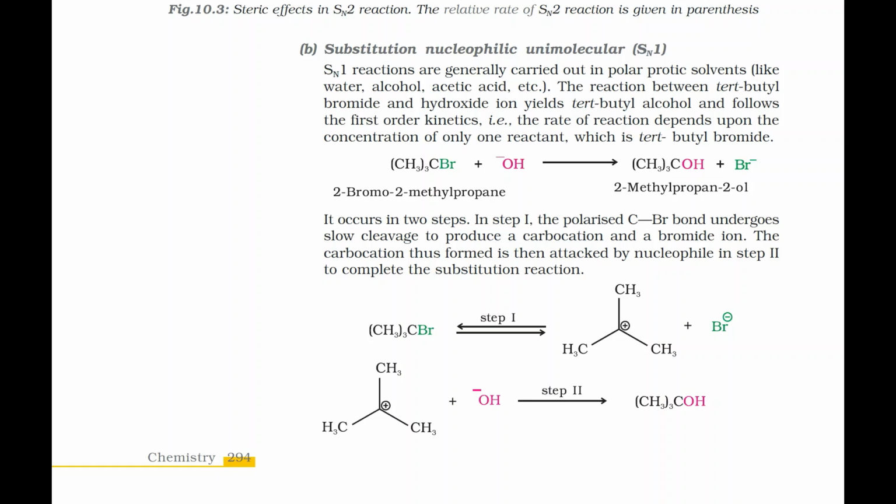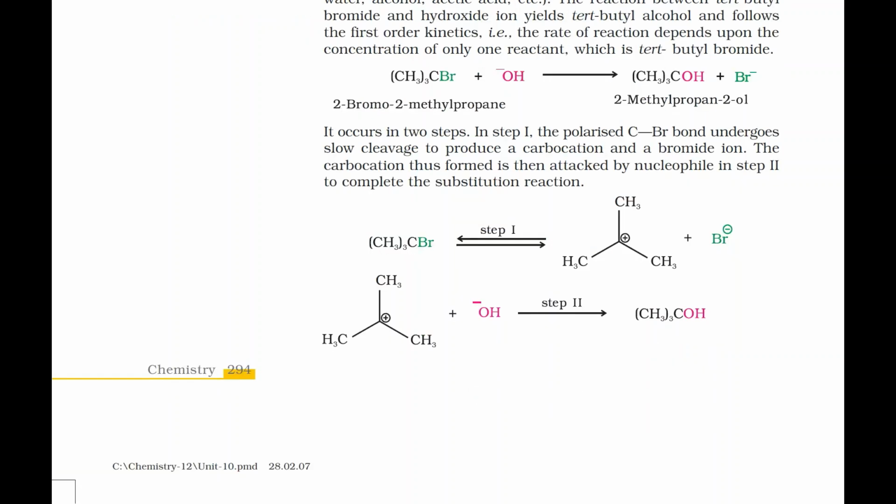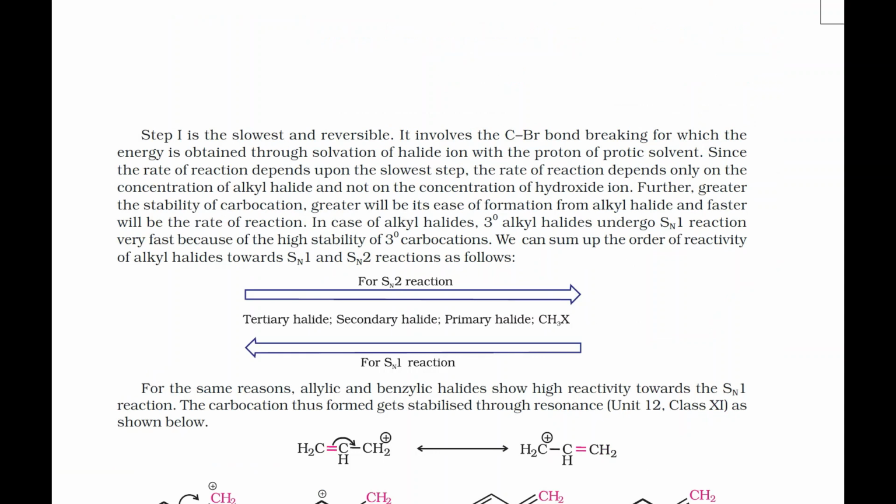So this carbocation is more stable, and it is now attacked by the incoming nucleophile and forms the nucleophile substituted compound. As I told, step 1 is the slowest and reversible step, and it involves the breaking of the C-Br bond. The rate of reaction depends only on the first step.